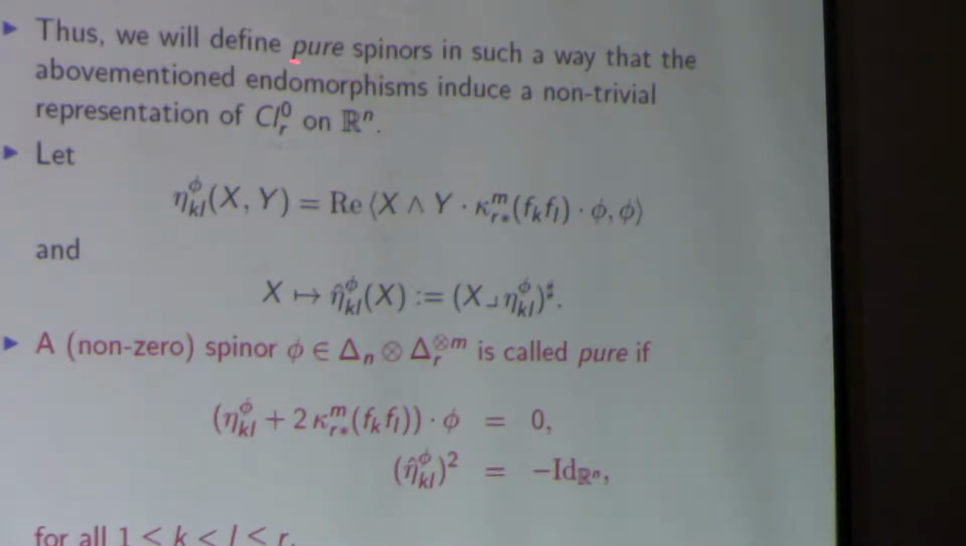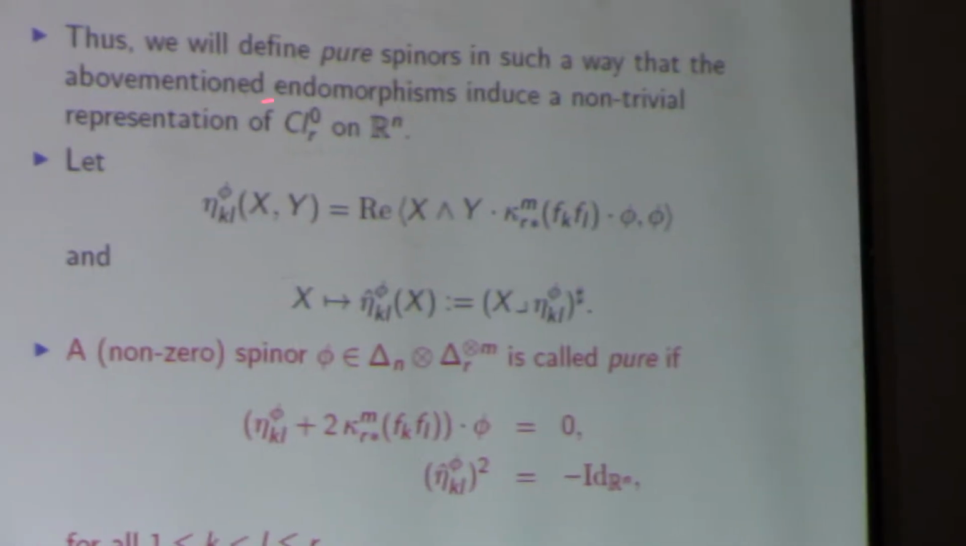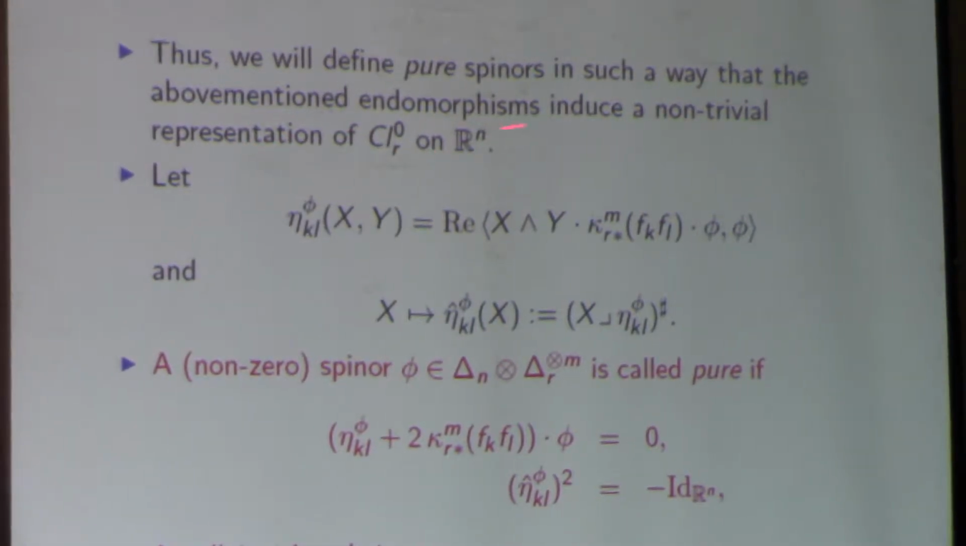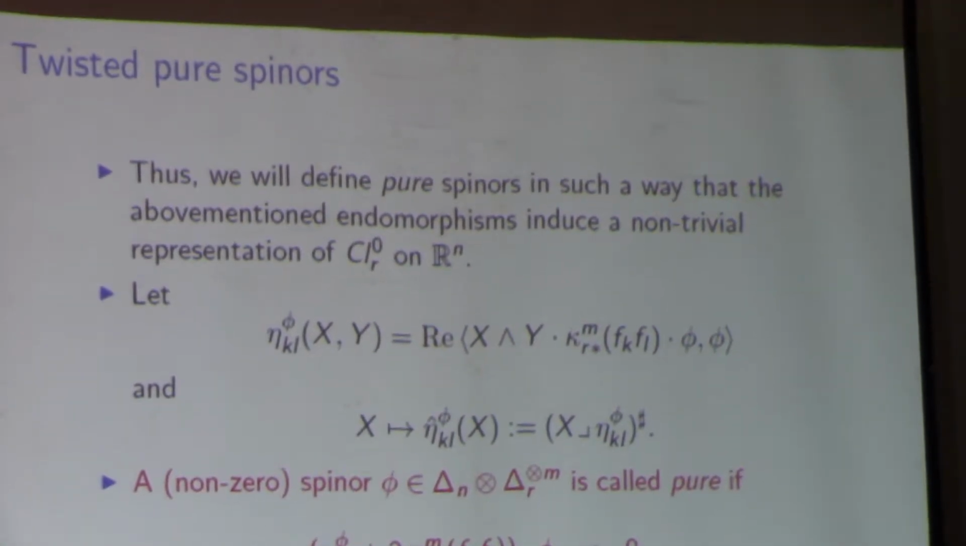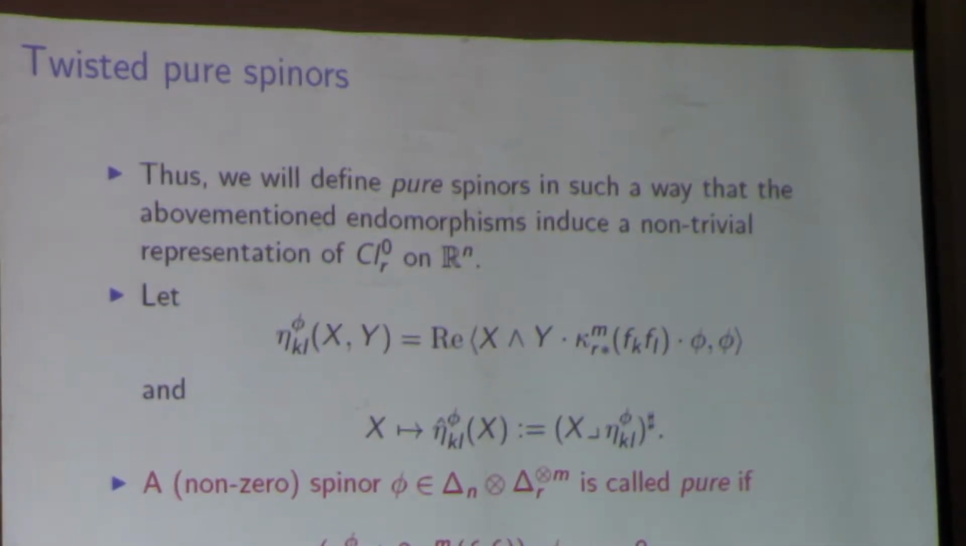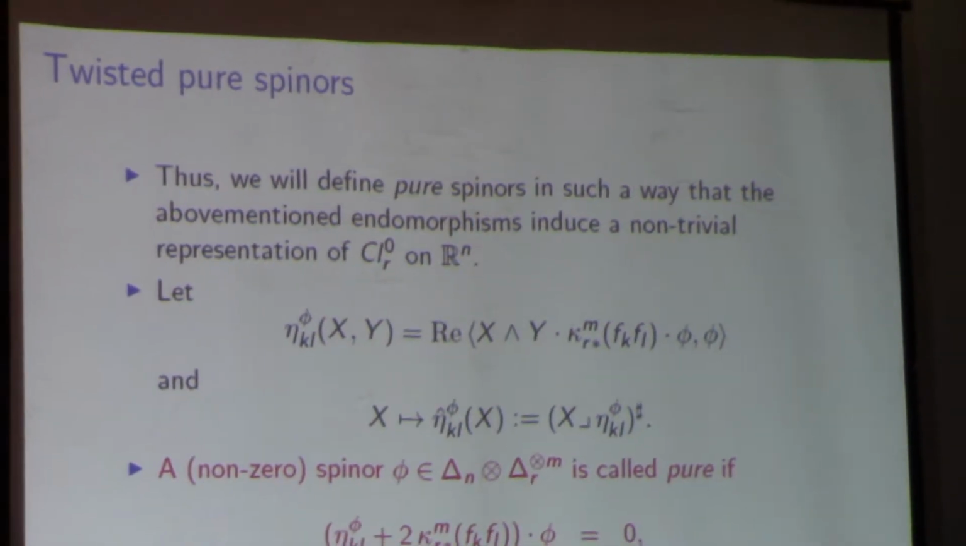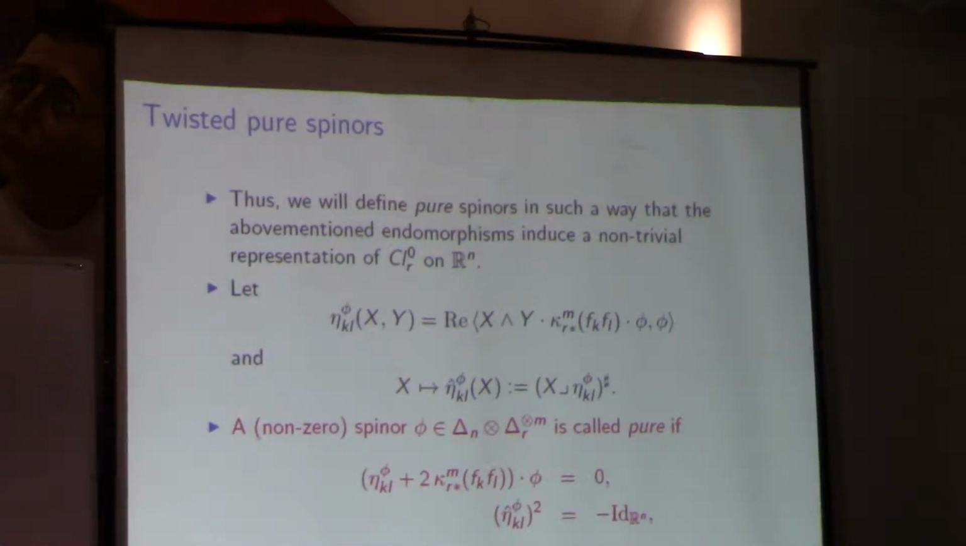We will define twisted pure spinors as those which induce a non-trivial representation of Cl_R^0, the even part. I didn't define the even part. The even part is basically those made up of products of an even number of vectors, right? Let's put it that way. And basically, either I can make up endomorphisms or two forms.